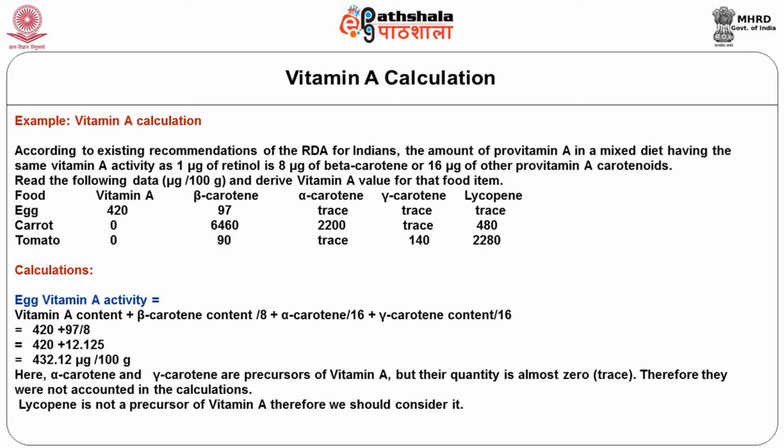You have to look at the preformed vitamin A. Here, for example, it is 420 micrograms per 100 grams, whereas beta carotene was mentioned as 97, and alpha and gamma carotene were mentioned as traces only.